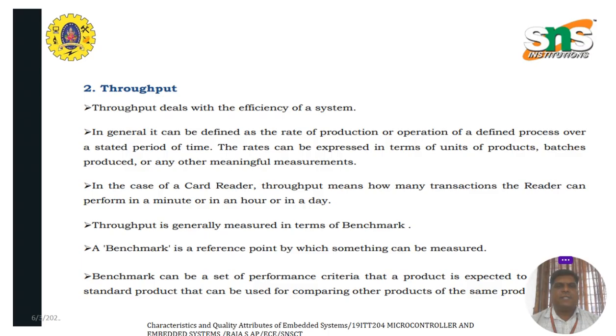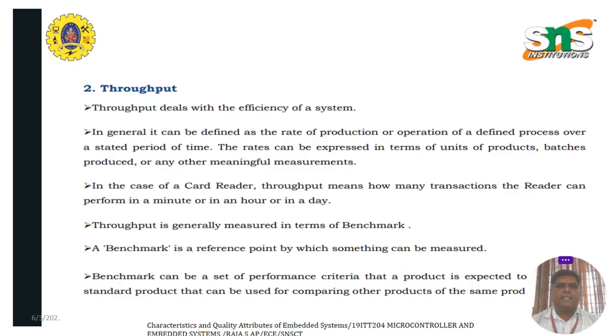Throughput deals with the efficiency of a system. In general, it can be defined as the rate of production or operation of a defined process over a stated period of time. The rates can be expressed in terms of units of products, batches produced, or any other meaningful measurements. In the case of a card reader, throughput means how many transactions the reader can perform in a minute, in an hour, or in a day.